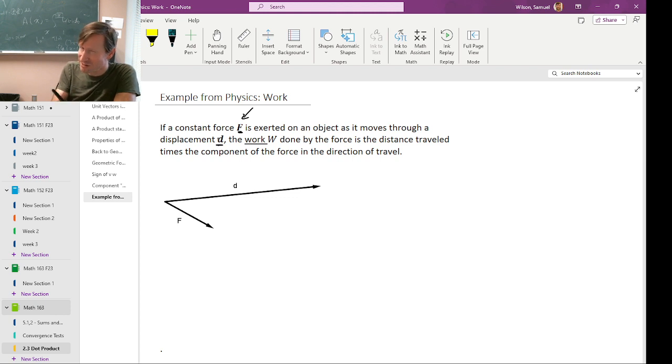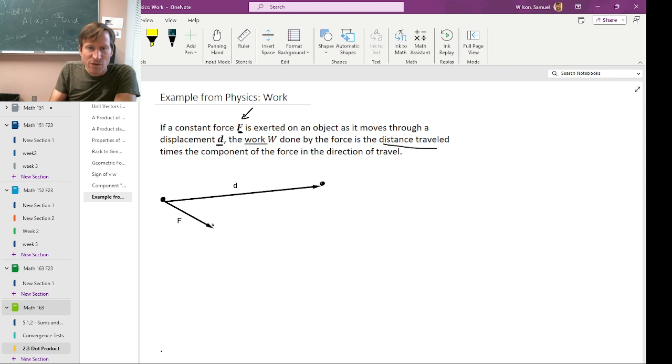If we have a constant force that is exerted on an object as it moves through a displacement d, and remember displacement is also a vector, then the work done by the force is the distance traveled times the component of the force in the direction of travel, right? So we have this set up here. We have an object that moved from this starting point to this ending point, so along the displacement vector. As it's moving, it is experiencing this force F. It's a little misleading to have both of these vectors drawn in the same diagram because they have different units, but still, we're going to do it anyway.